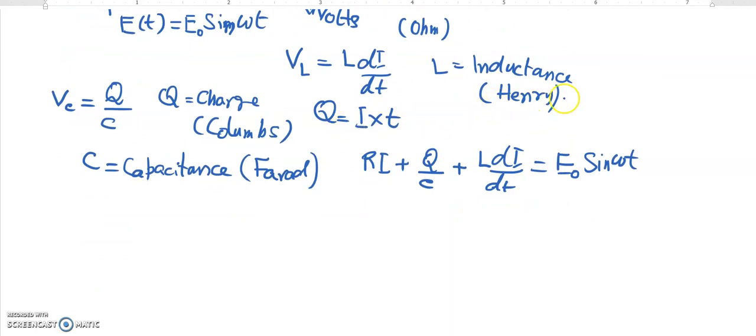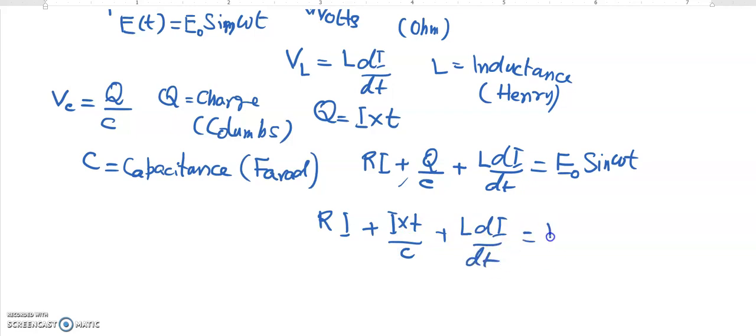So to further convert this equation into a differential format, we can change these units to represent the dependent variable as either I or Q. So let's change it to I first. Ri is there already. Q is equal to I times t, so this is over C, and then plus L di over dt, equal to E naught sine omega t.